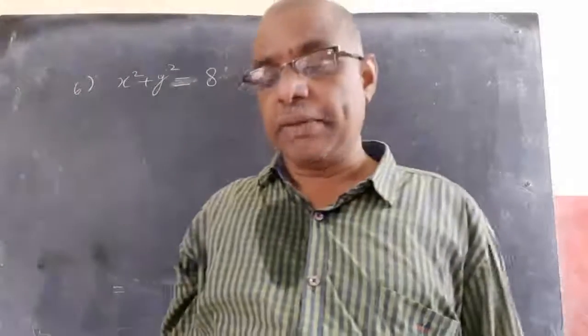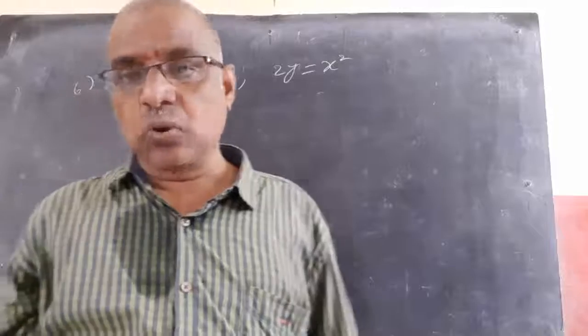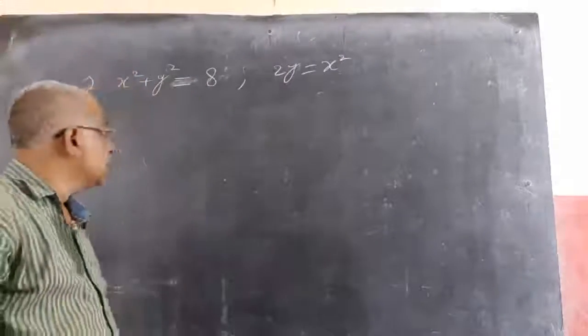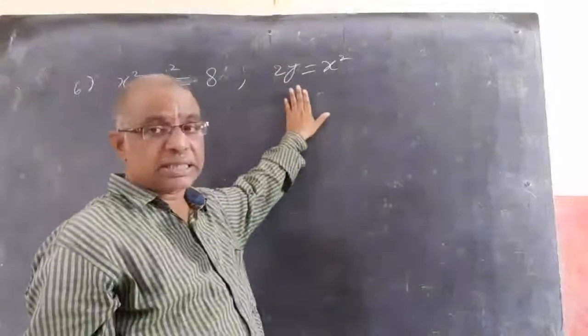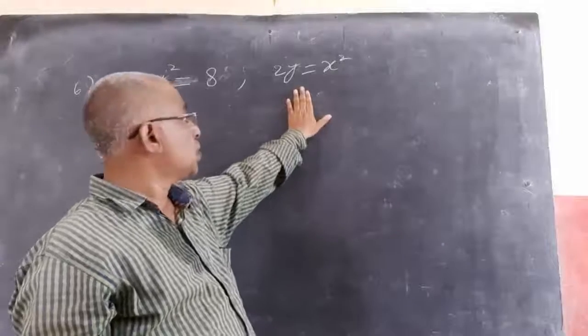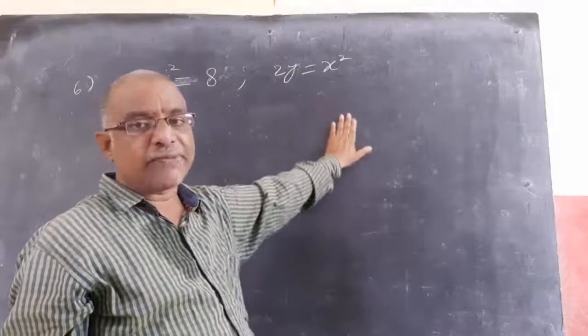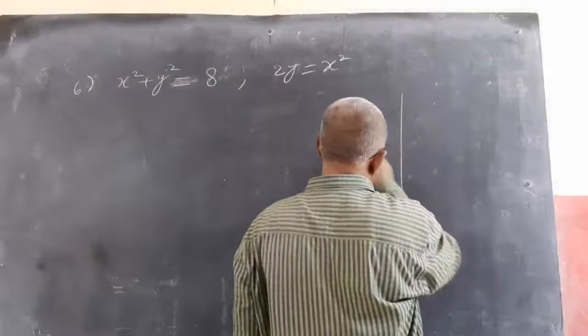The circle x square plus y square equal to 8 is divided into two parts by the parabola 2y equal to x square. Find the area of both the parts. Okay. The circle x square plus y square equal to 8 is divided into two parts by the parabola 2y equal to x square. Then find the areas of both the parts.